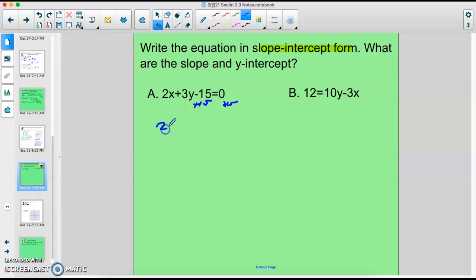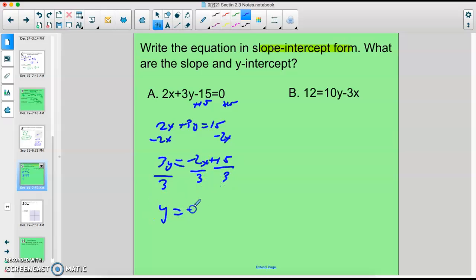But, so we get 2x plus 3y equals 15. Okay, and then we move the 2x over by subtracting it. We get 3y equals negative 2x plus 15. Okay, and then we need to get y by itself, so we divide both pieces by 3. And we get negative 2/3 x plus 5 is our equation.